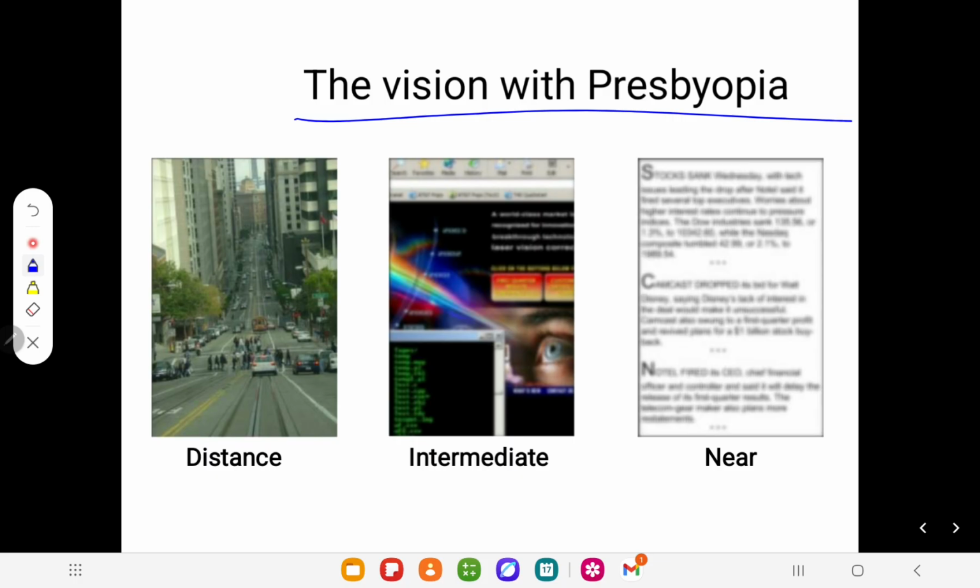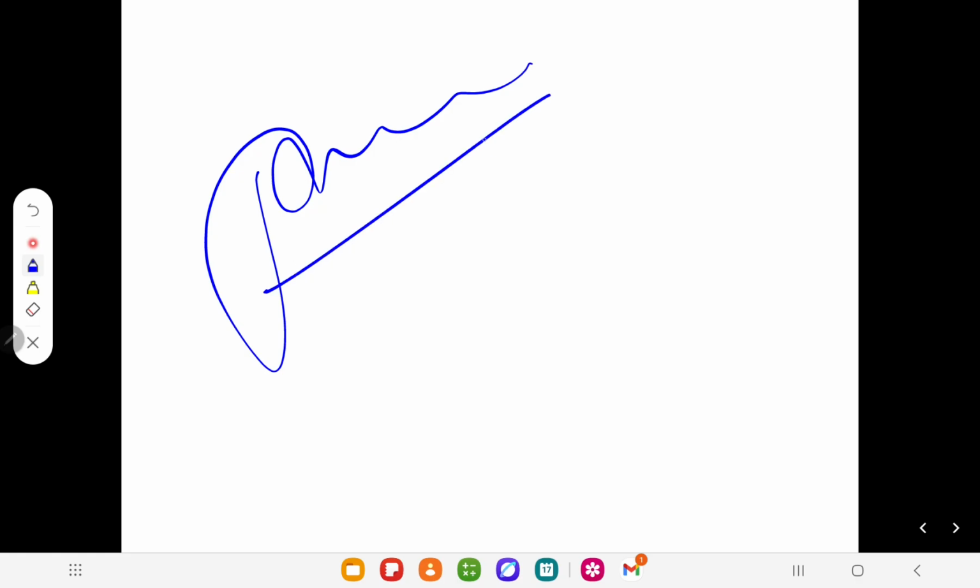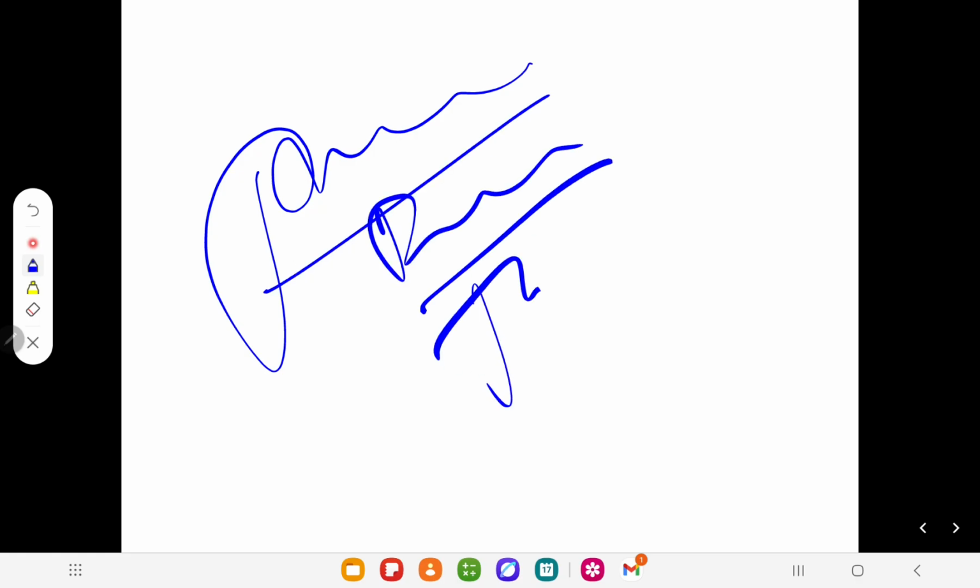So basically, vision in presbyopia: distance is good, intermediate is blurry, near is very blurry. So that's the concept of presbyopia. We are introducing it. We know the types, we know the theory of accommodation, and all these things.